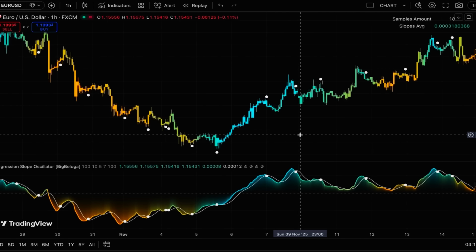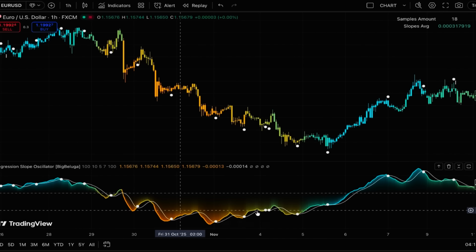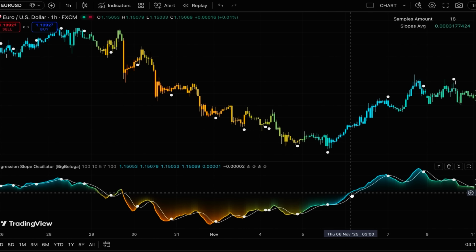Alright, now let me teach you a reversal trading strategy, which is based on the center line crossovers of this oscillator line.